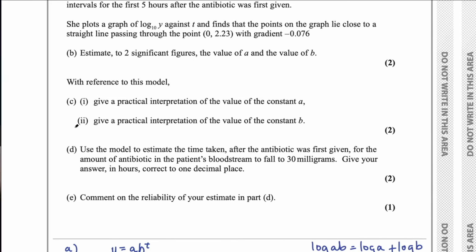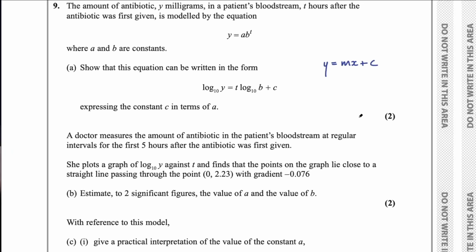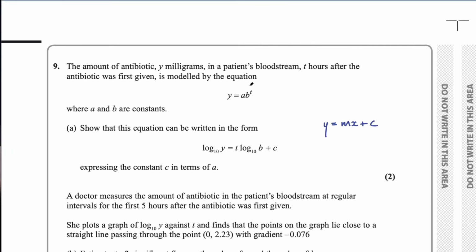Part C says, with reference to this model, part 1, give a practical interpretation of the value of the constant a. And part 2 says give a practical interpretation of the value of the constant b. This is where I would go back to read the start of the question to get a picture of the context again. Because after all of that working out, I've usually kind of half forgotten about what the question is actually asking or talking about.